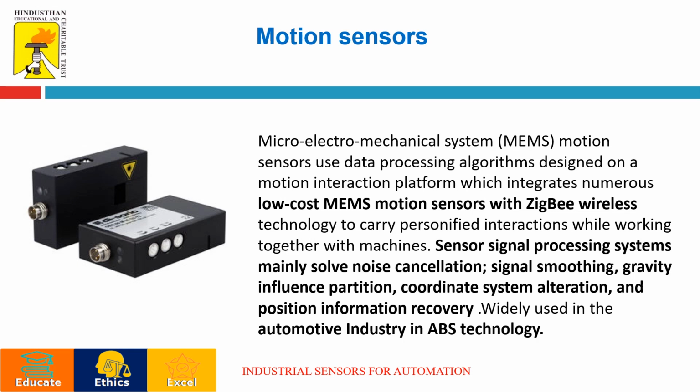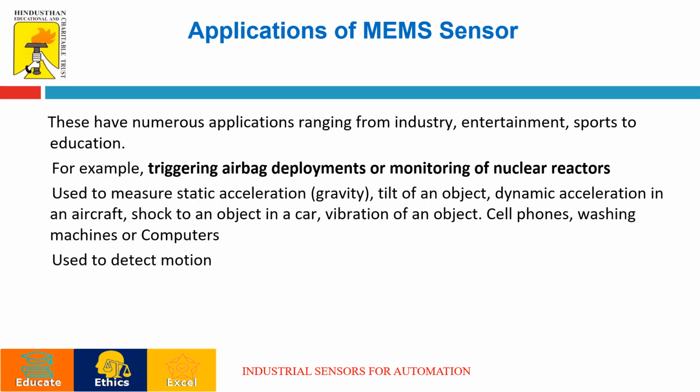Okay, this is mainly used in the automotive industry in ABS technology. It has numerous applications ranging from industry, entertainment, sports to education, such as triggering airbag deployments or monitoring of nuclear reactors. Triggering of the airbag deployment is mainly related to motion. Only after the impact on that particular vehicle will the airbags be released. So what is the impact speed should be considered. The particular pressure of impact will be considered, and then the airbags will open.